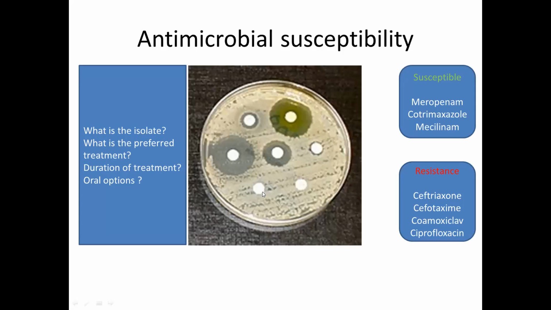Once we have identified it, we do antimicrobial susceptibility testing, and it came as susceptible to meropenem, cotrimoxazole, and methenamine, and resistant to cefotaxime, co-amoxiclav, and ciprofloxacin. So it indicates a multi-drug resistant variety because it is resistant up to third generation cephalosporins and also the beta-lactamase inhibitor combination. So it indicates a probable extended spectrum beta-lactamase producer.